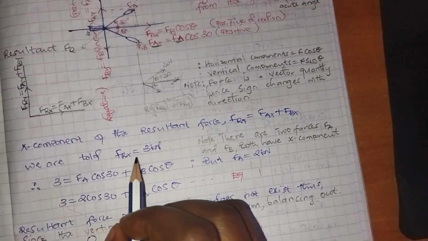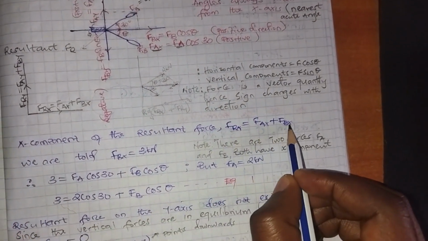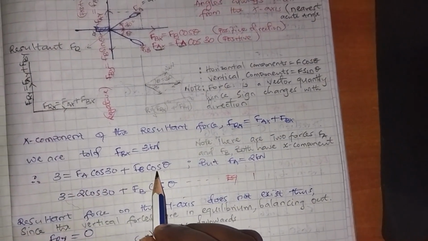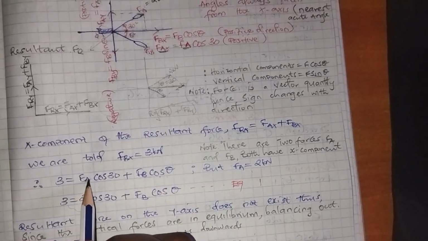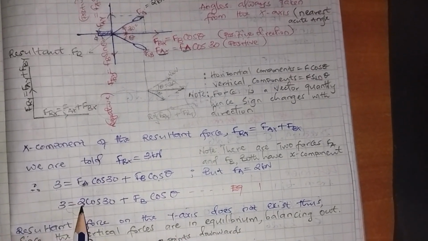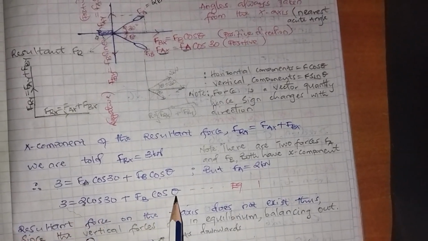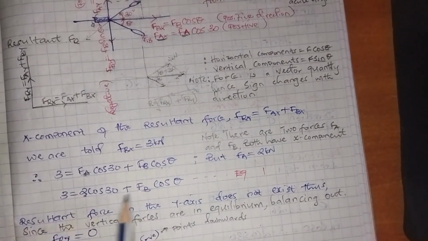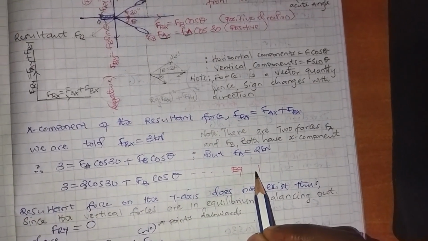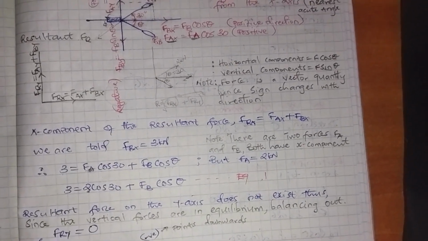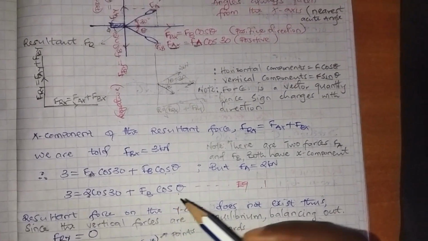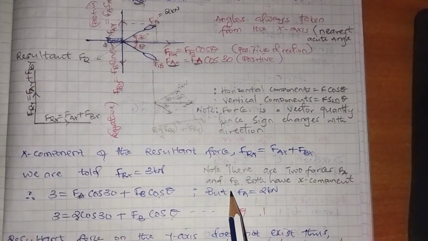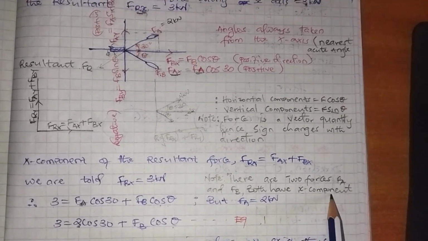So substituting for this one, we'll have 3 equals this plus this. Because this one is known, we represent it with its known value, but these ones are unknown, so we'll stick by that. Because we cannot proceed from there, we will call this equation 1. All right, we will apply some other techniques so that we can determine FB and theta. I've given a note here that says there are two forces, FA and FB. Both have x and y components.